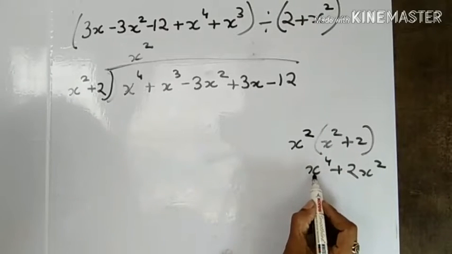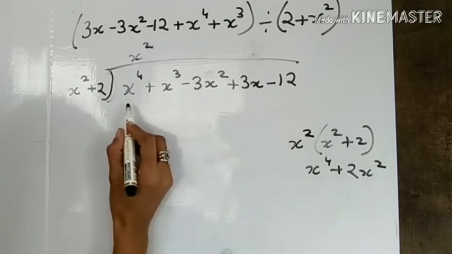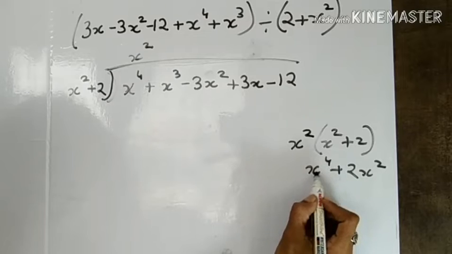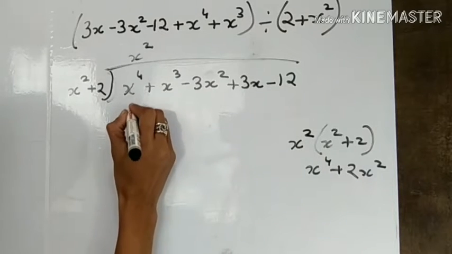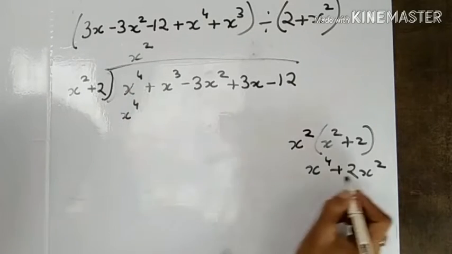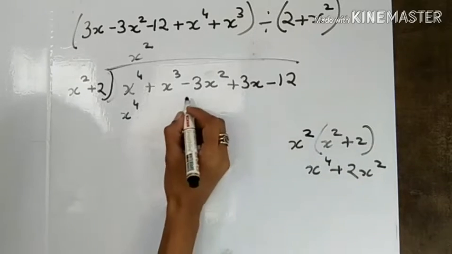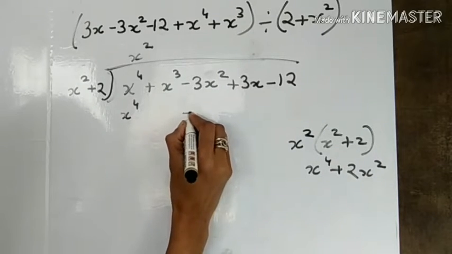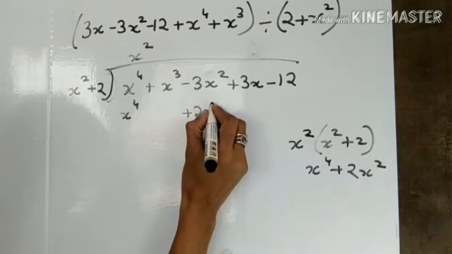Now again, each term you have to write below the same index. So you have x raised to 4. So you're going to write x raised to 4 below this term. The next is 2x squared. You have the term in 2x squared here. So you need to write it exactly below it.